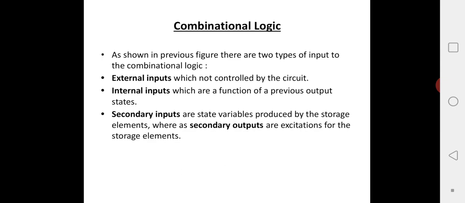From the circuit diagram we can find two types of input to the combinational logic. One is external input, which is not controlled by the circuit, and one more is internal input, which are the functions of previous output states. Secondary inputs are state variables produced by the storage elements, whereas secondary outputs are excitations for the storage elements.